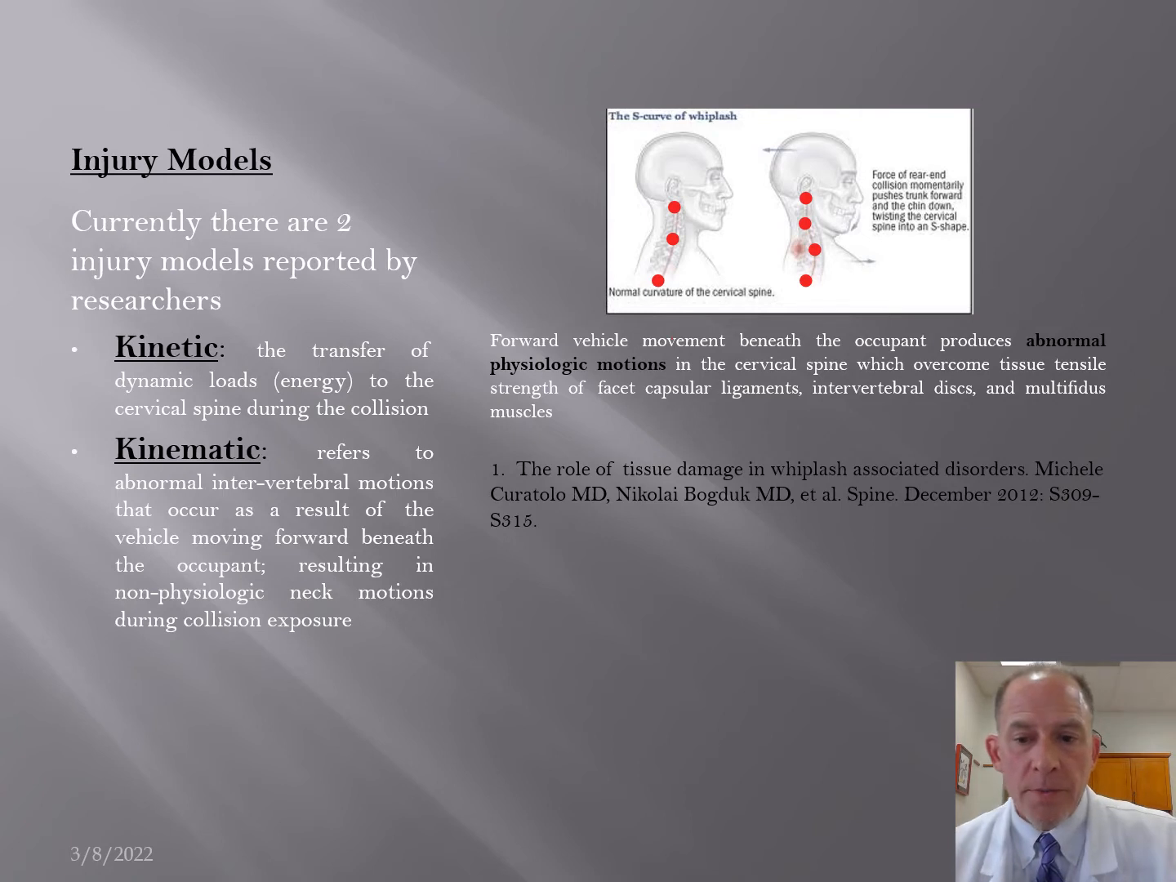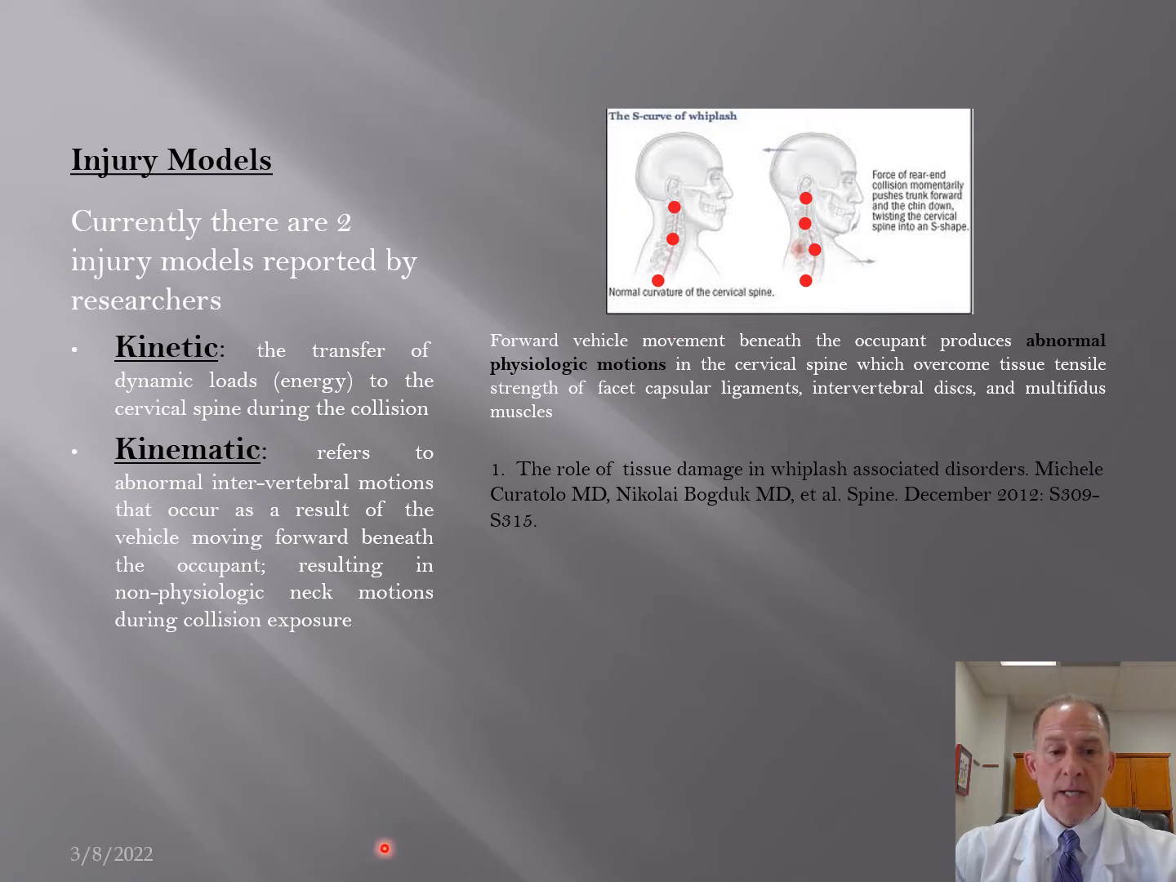So let's get into this a little bit and discuss injury models, how patients get injured in a rear impact collision. So there are two injury models. The first is a kinetic model. It describes the transfer of energy from the striking vehicle to the cervical spine of the occupant in the struck vehicle. It's basically transfer of energy, blunt force trauma from the vehicle into the neck of the struck vehicle's occupants. The kinematic model involves abnormal physiologic movements that occur in the spine as a result of the vehicle being struck and moving beneath the occupant.